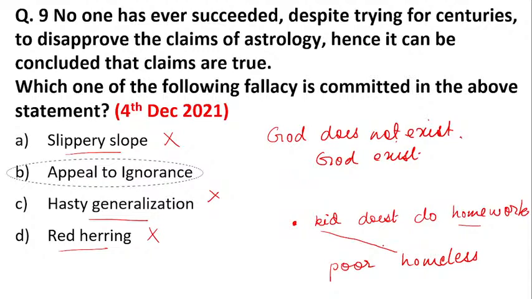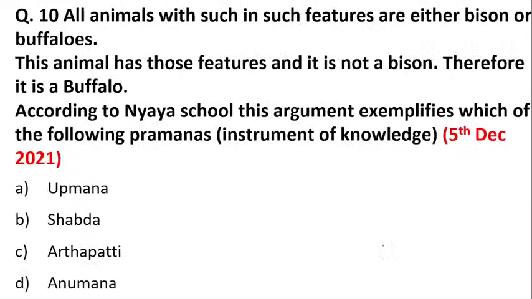Okay, let's see the next question. All animals with such features are either bison or buffaloes. Many times we say that all animals with such and such features are either bison or buffaloes. This animal has those features and it is not a bison, therefore it is a buffalo. So according to Nyaya school, this argument exemplifies which of the following pramanas, that is, instrument of knowledge.